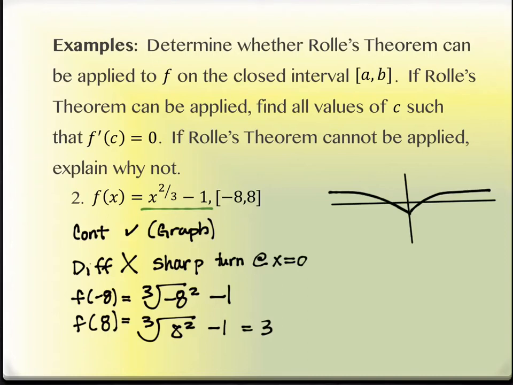What is the cube root of negative 8? Negative 2. But what's negative 2 squared? 4. And then 4 minus 1 would be 3. So this actually checks out. Oftentimes if one part fails, more than one part will, but this one, it isn't the case. But Rolle's theorem does not apply.